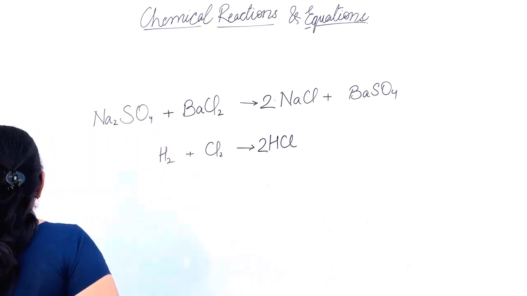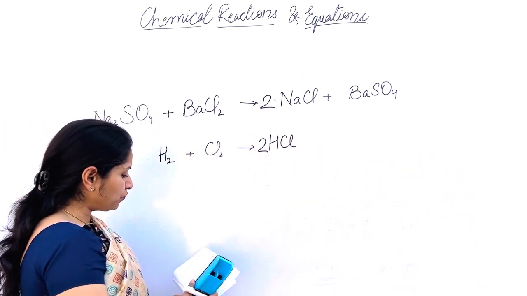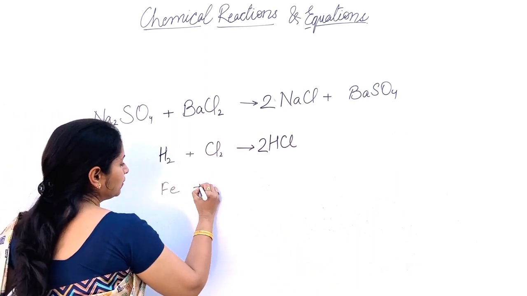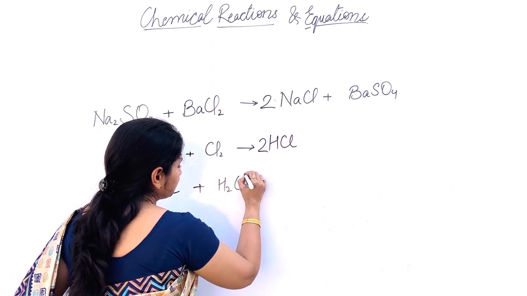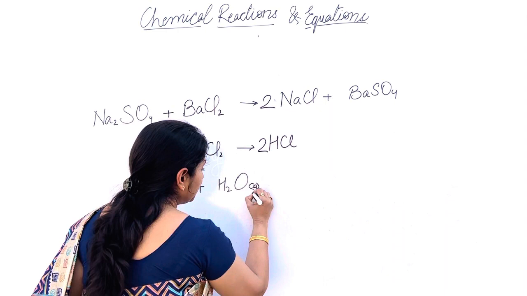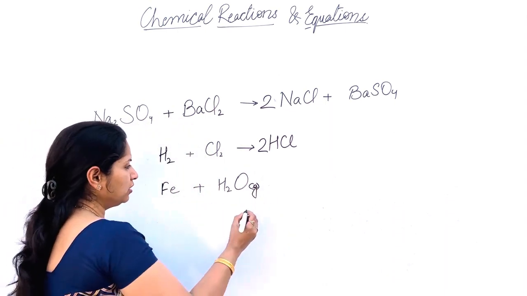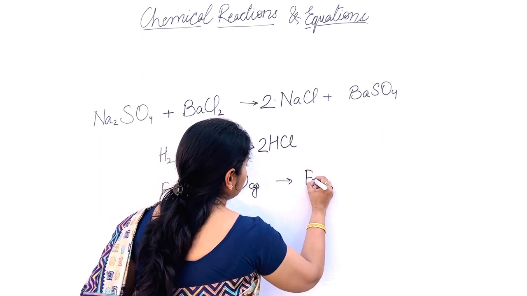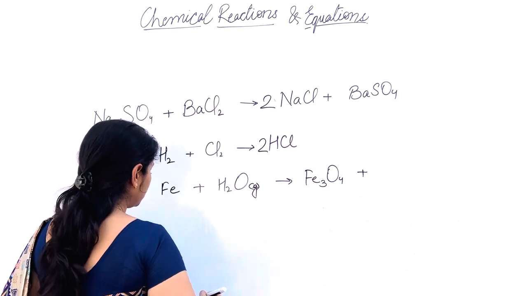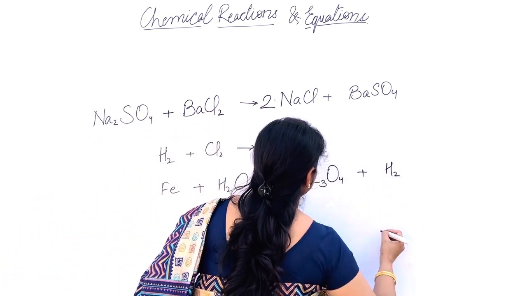Okay, let's try one more example of balancing of a chemical reaction. For example, iron reacts with steam. Iron is not going to react with water. Iron is going to react with steam, and that is why, to show its gaseous state, I am writing (g), and it forms Fe3O4, that is known as ferrous oxide, plus hydrogen gas will be liberated.